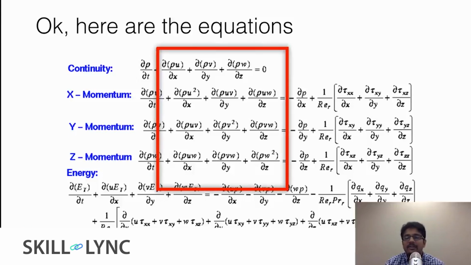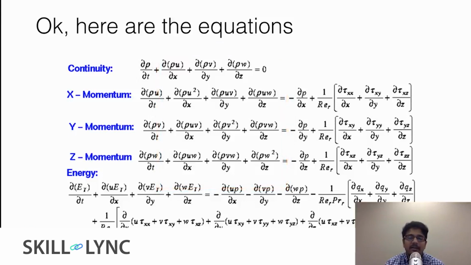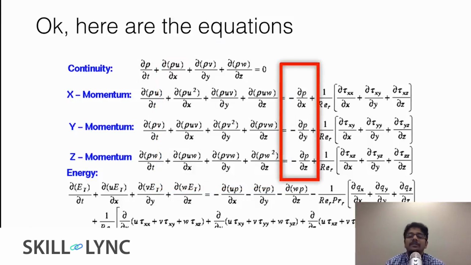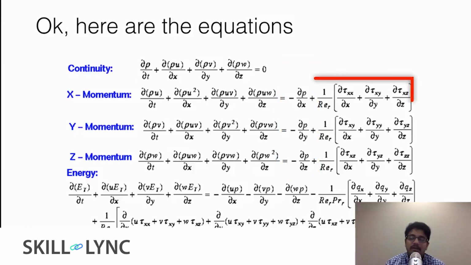The next term is called the convective term. You can see that the convective terms are spatial derivatives and they're present in pretty much all the equations. Then you have a pressure drop term. This term is responsible for capturing the effect of pressure. And then finally, you have your shear stress terms. These terms help in taking into account the wall effects.